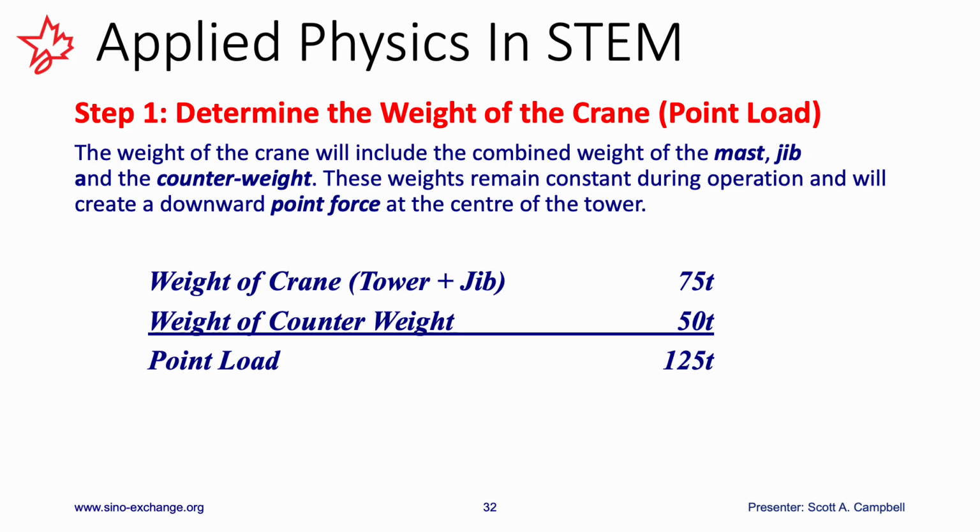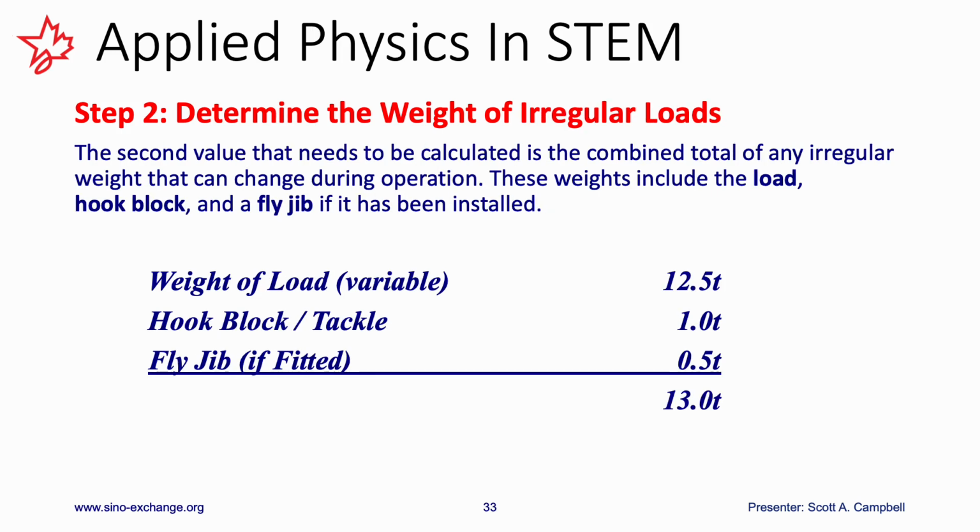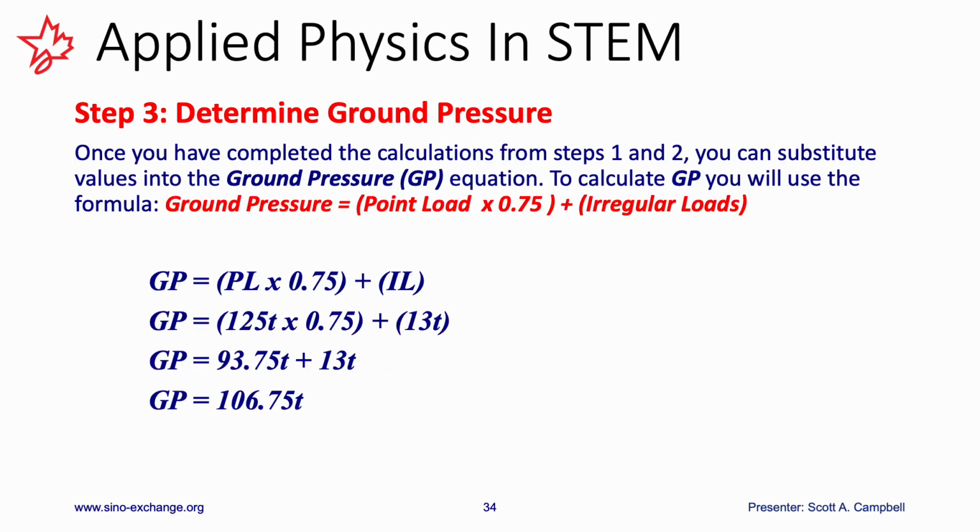Therefore, in this standard crane example, we have a total mass of 125 tons. Next, we'll need to determine any irregular loads. In this example, we have irregular loads that account for an additional 13 tons. With our point load and irregular loads known, we're now able to determine the amount of pressure that will be exerted by the crane on the ground beneath it.